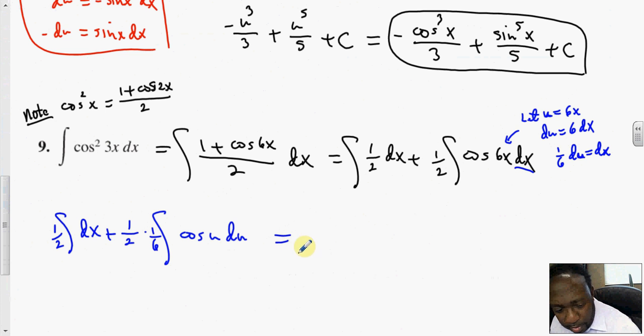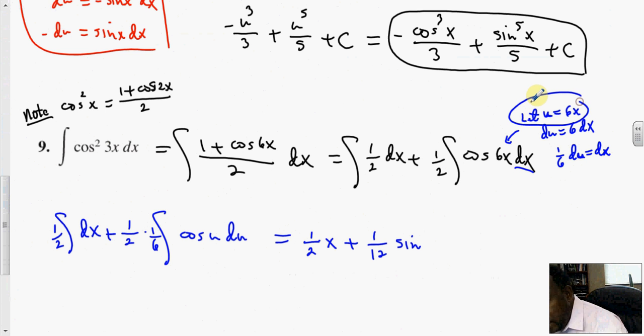So now we integrate and do not hesitate. This is 1/2 x plus 1 over 12. The integral of cosine is sine of u, but the u, remember, it's the 6x. So this is sine 6x plus c.